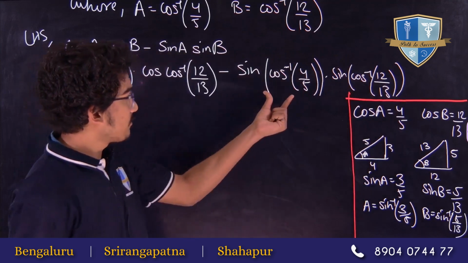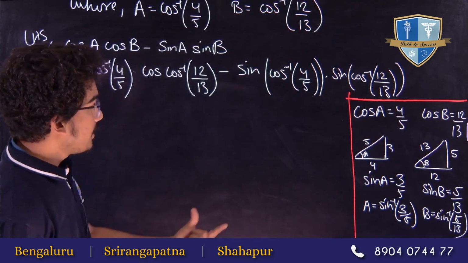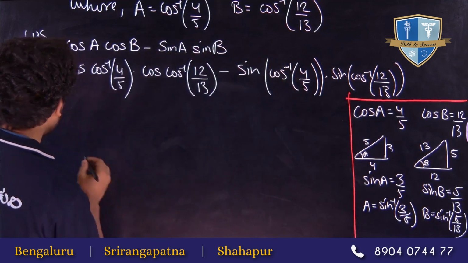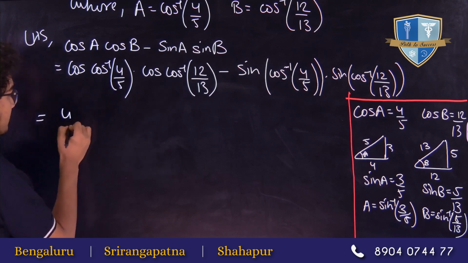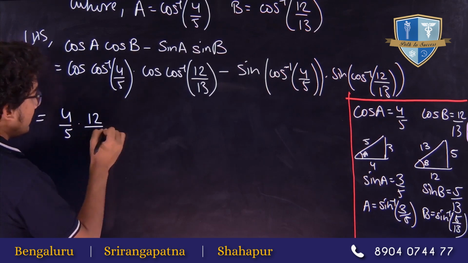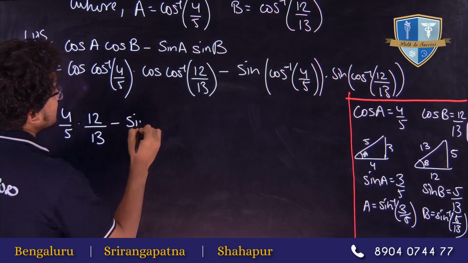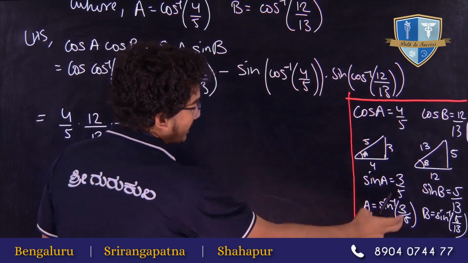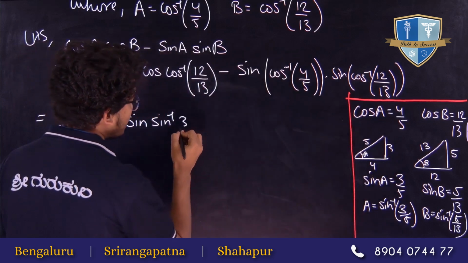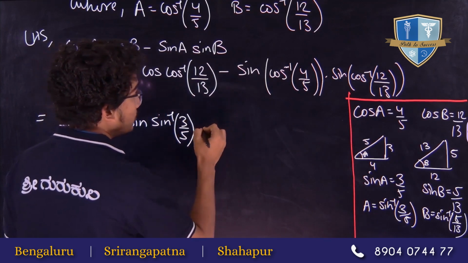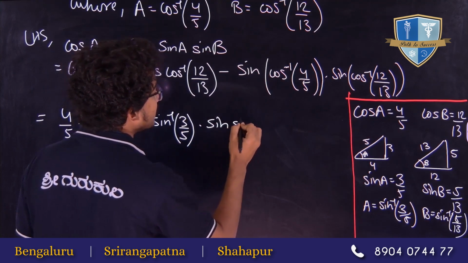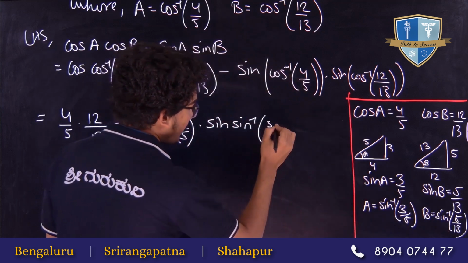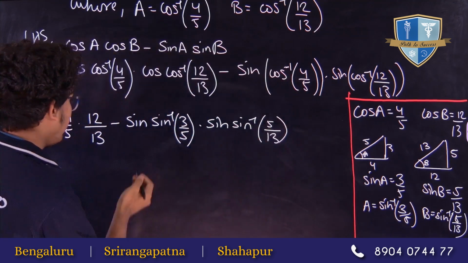So instead of cos inverse 4 by 5, we can write sin inverse of 3 by 5. Instead of cos inverse 12 by 13, we can write sin inverse of 5 by 13. So this is equal to, this cos and cos will cancel out, so this is 4 by 5 into 12 by 13 minus sin of sin inverse 3 by 5 into sin of sin inverse 5 by 13, correct? So here again sin and sin will cancel out.